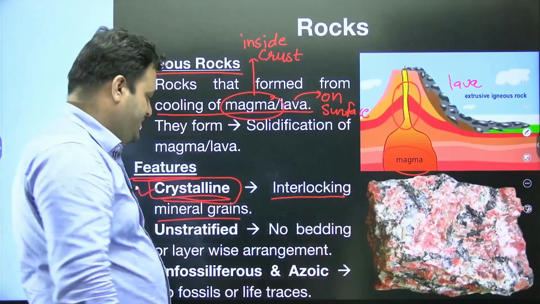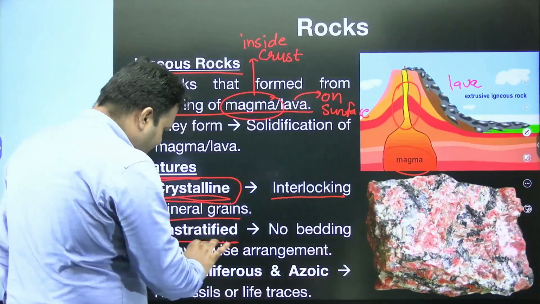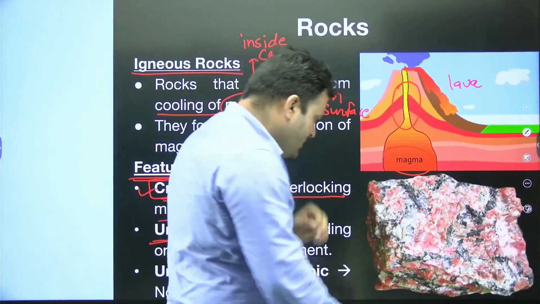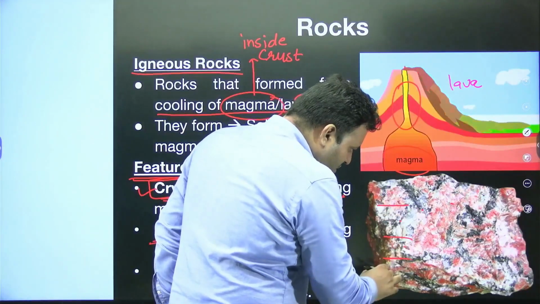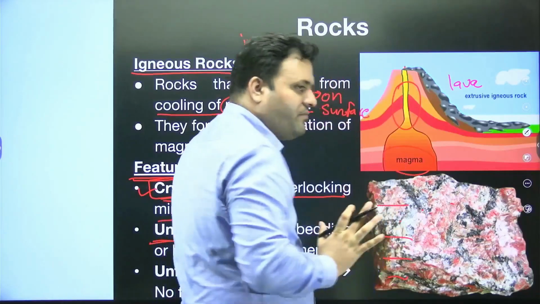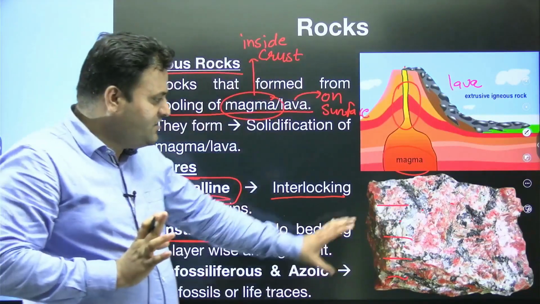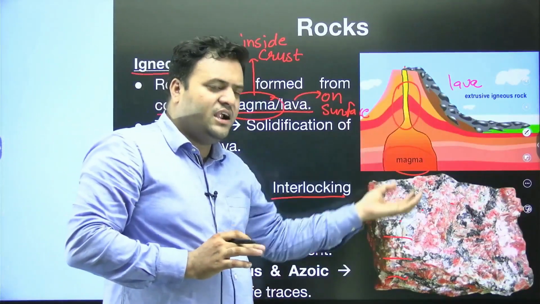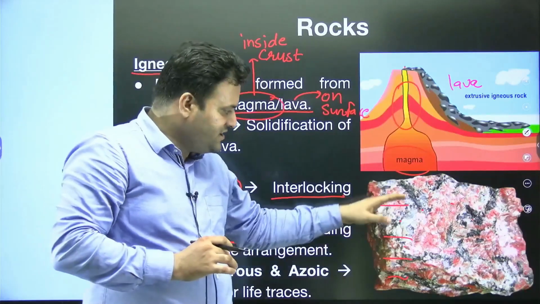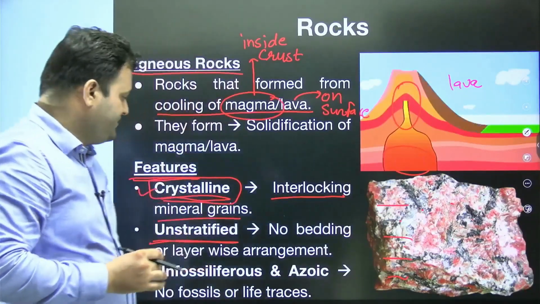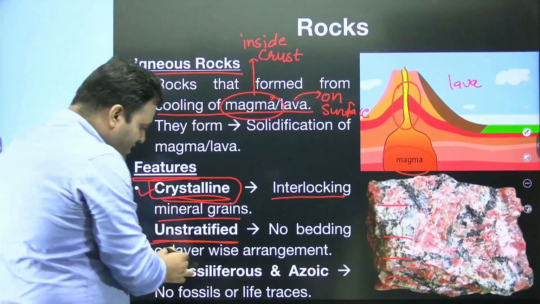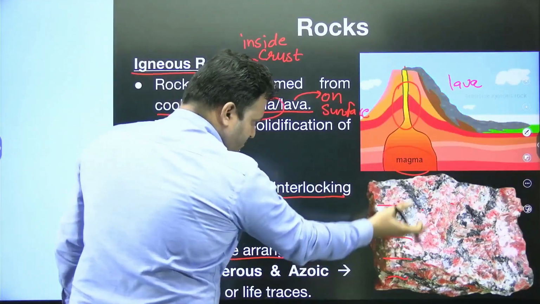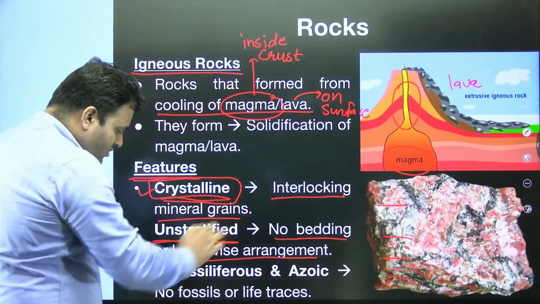It is also unstratified, meaning there are no layers in these igneous rocks. They have a uniform structure. A layerwise arrangement is not there. You will see that in sedimentary rocks we have a layerwise arrangement, but it is not here. There is no bedding, especially in this particular rock.